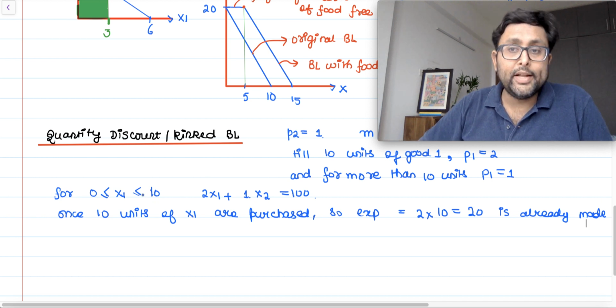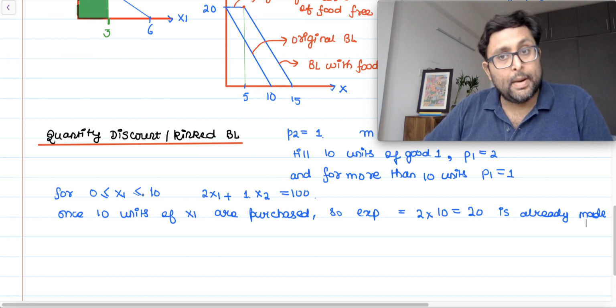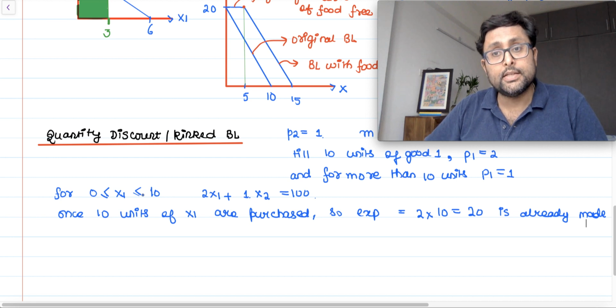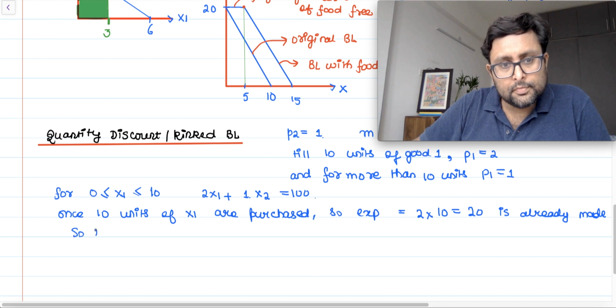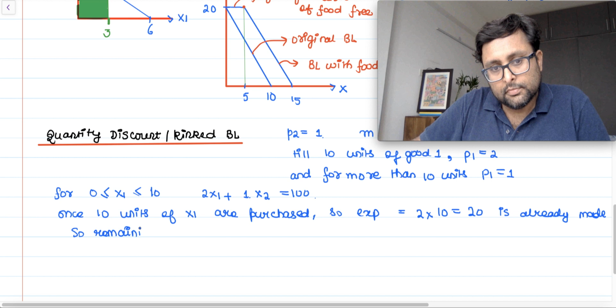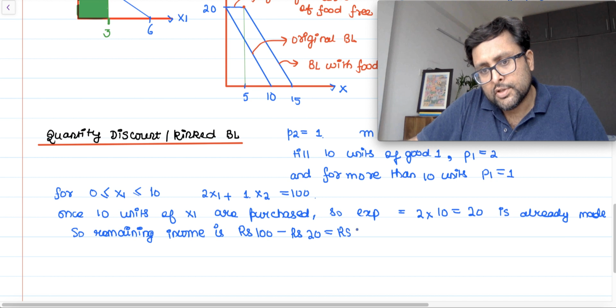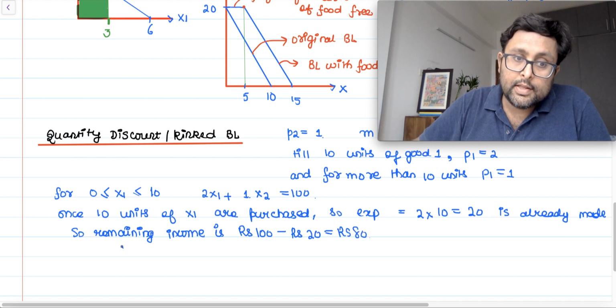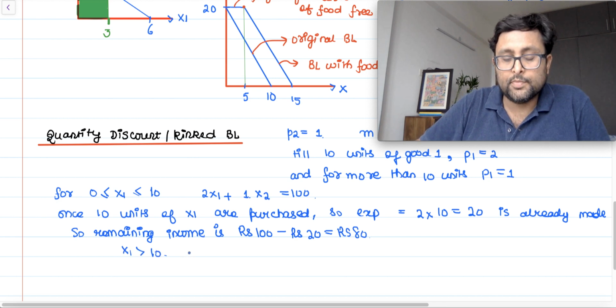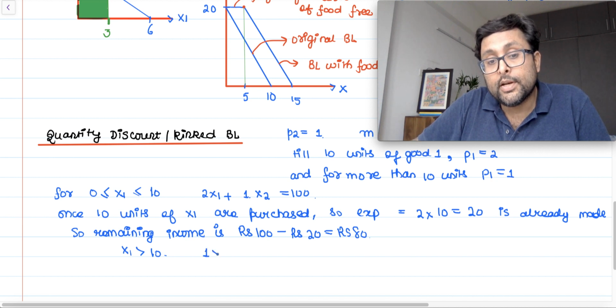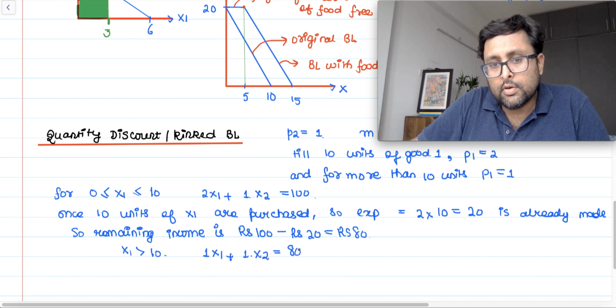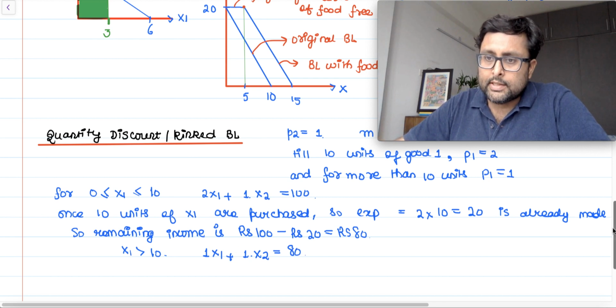So what is the remaining income? You've already spent 20 rupees on buying 10 units of x1. So 100 minus 20, the remaining income is rupees 100 minus rupees 20, which is rupees 80. So for x1 greater than 10, what is the budget constraint? Price of x1 is 1 into x1, price of x2 is 1 into x2, equal to 80. You with me?